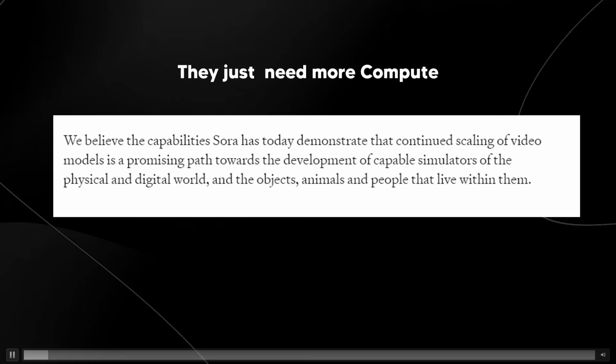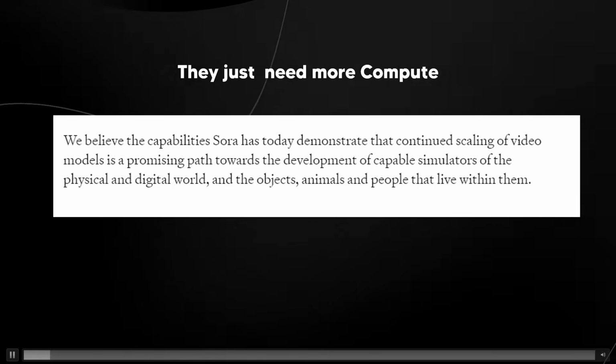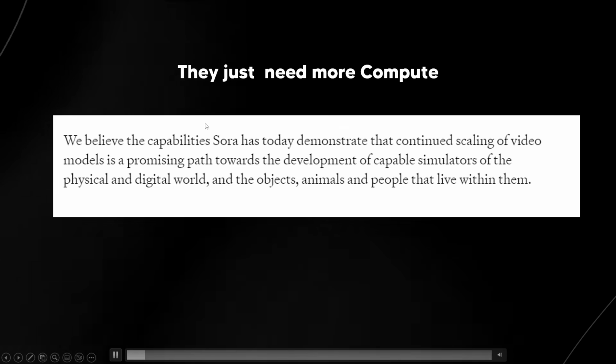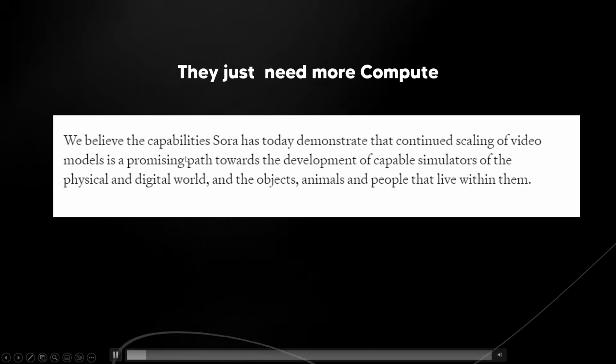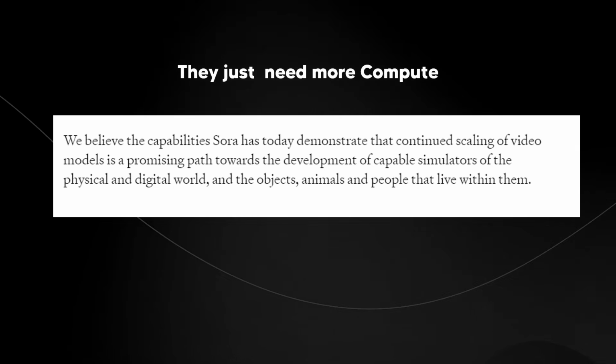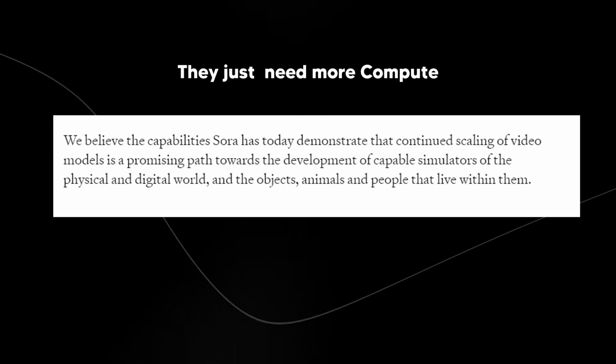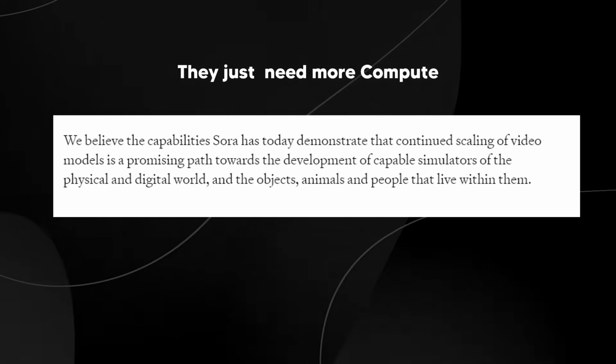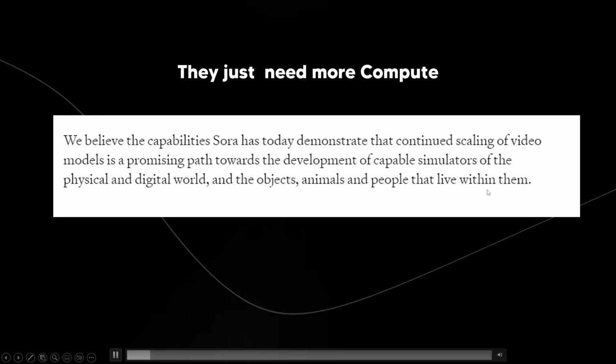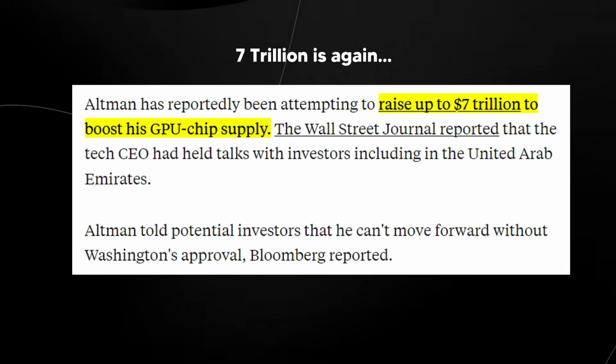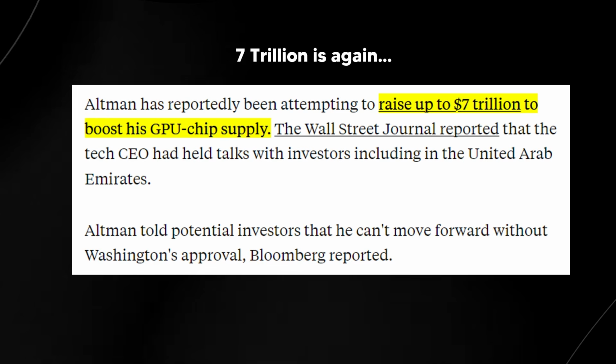So basically what they're stating is that the continued scaling, okay, remember right here, continued scaling of video models is a promising path towards the development of capable simulators of the physical and digital worlds and the objects. And of course, this shows us that all they need, again, is more compute. And of course, that leads us back to this point, which is the $7 trillion.